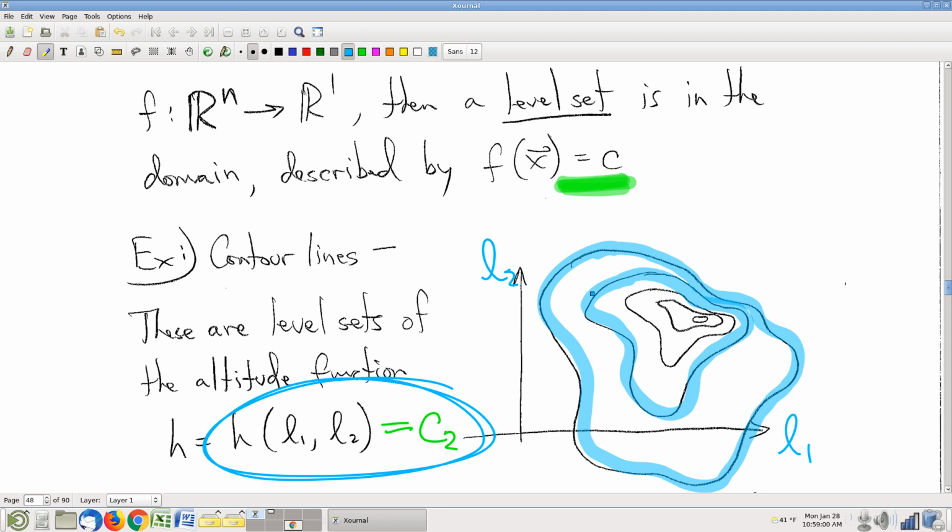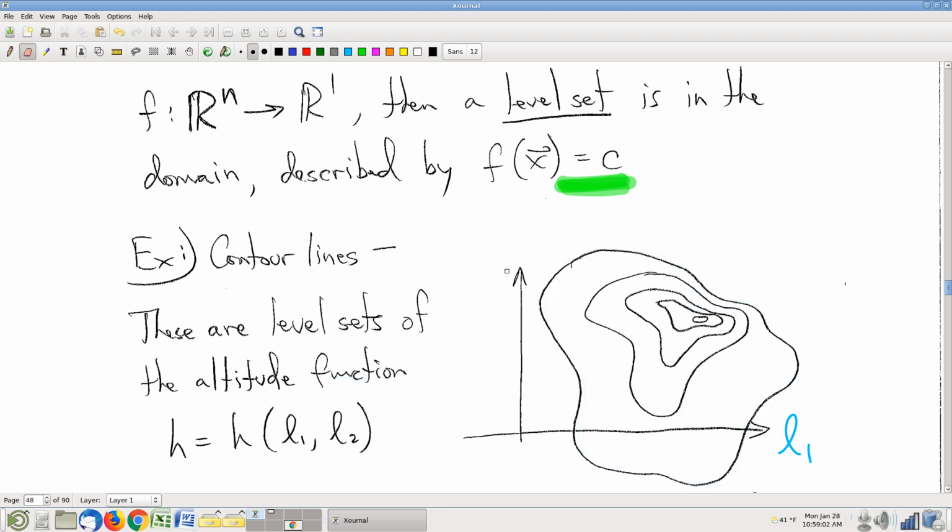Will it always be a closed shape like that? Nope. That's just a for example. No, there's no such rule.